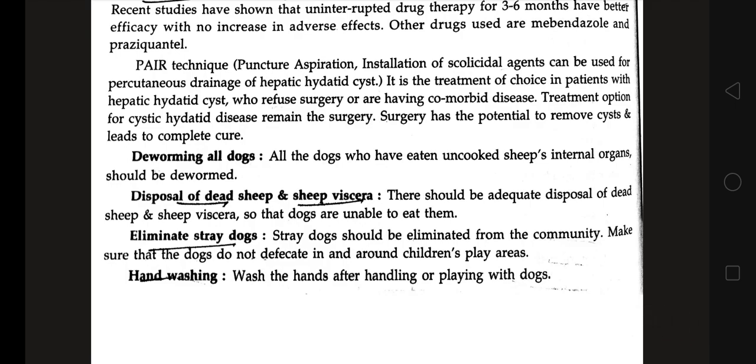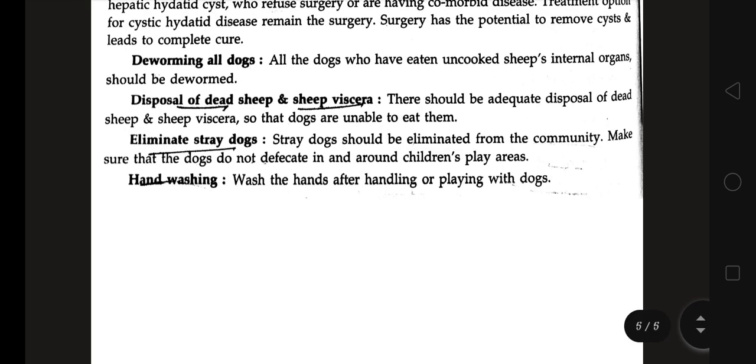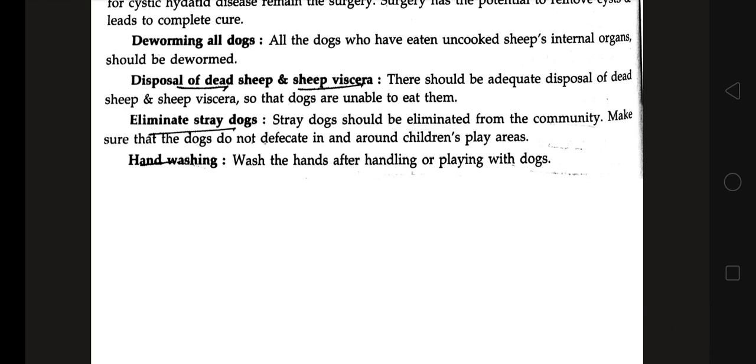Next is deworming all the dogs. All the dogs who have eaten uncooked sheep's internal organs should be dewormed so that they will not transfer the infection. Next, disposal of dead sheep and sheep viscera. There should be adequate disposal of dead sheep and sheep viscera so that dogs are unable to eat them. And eliminate stray dogs. Stray dogs should be eliminated from the community. Make sure that dogs do not defecate in and around the children's play area, otherwise it will transfer the infection to the child's body.